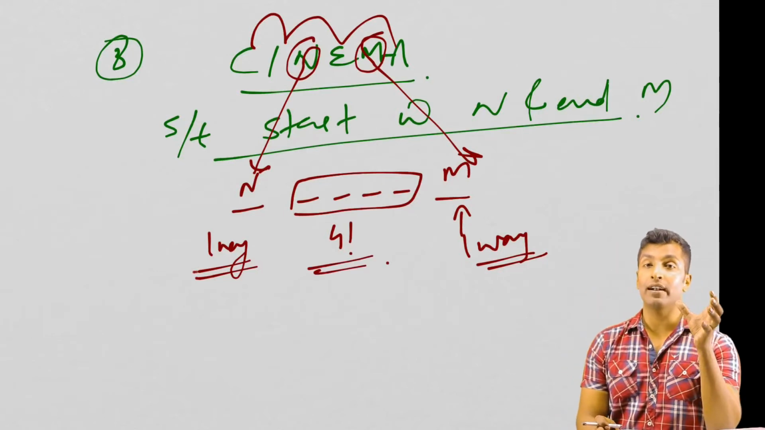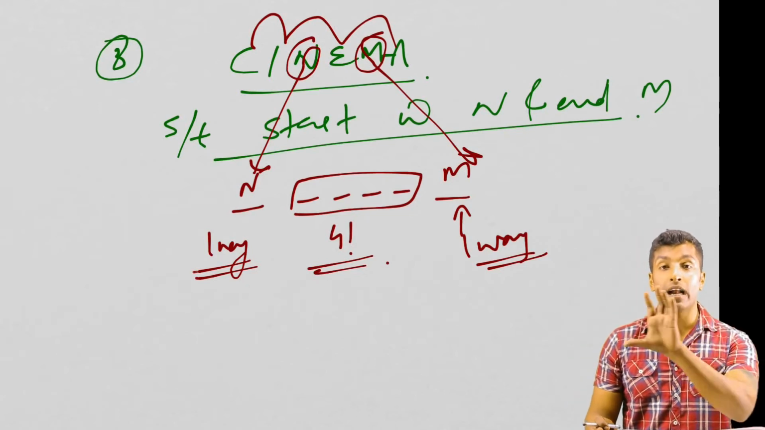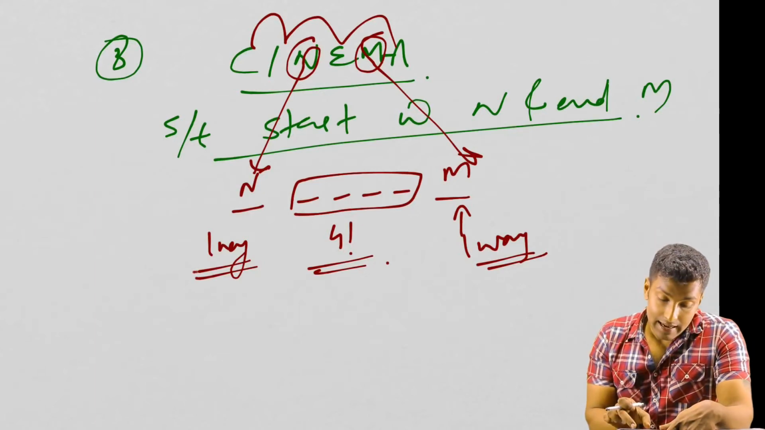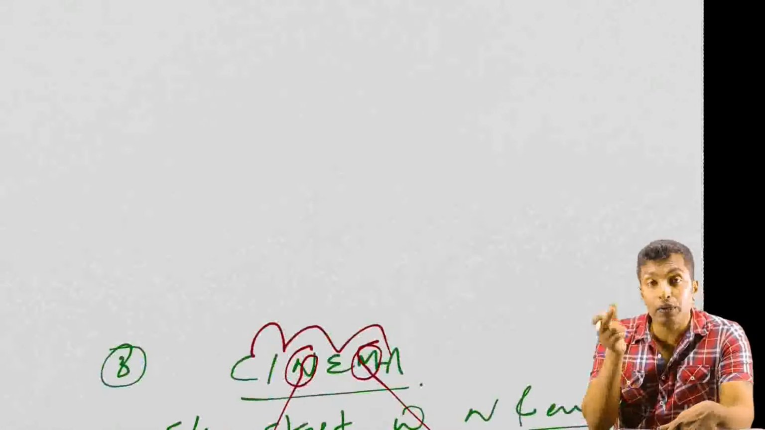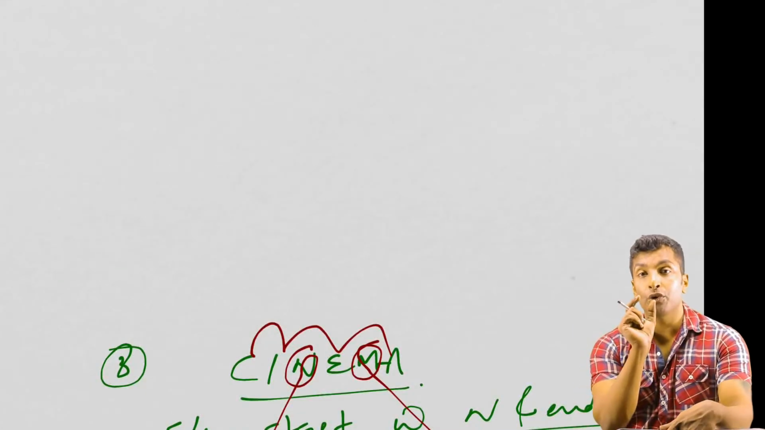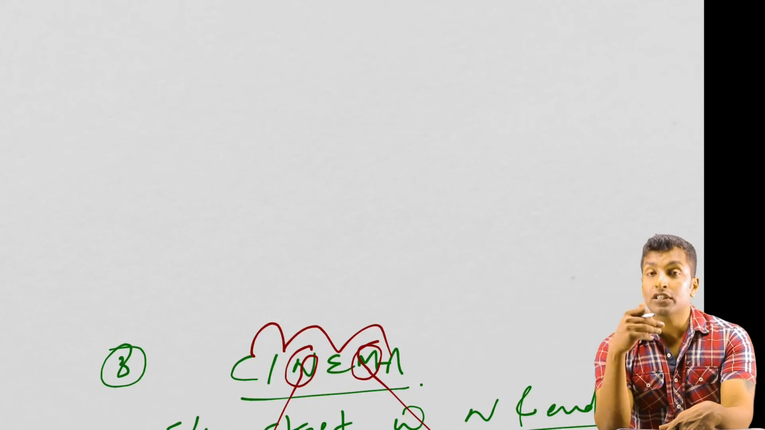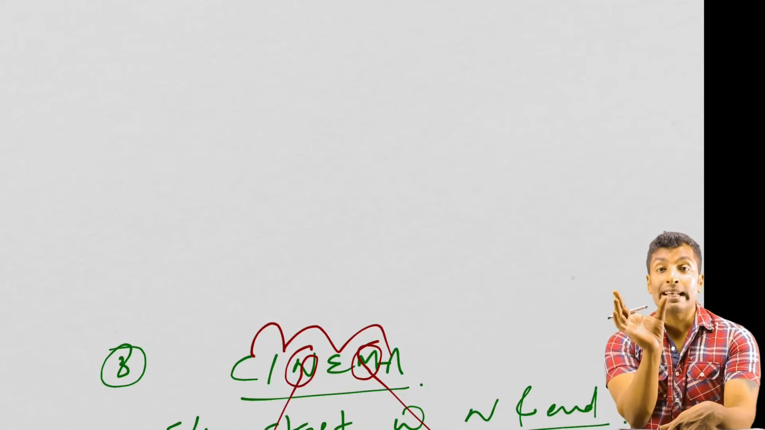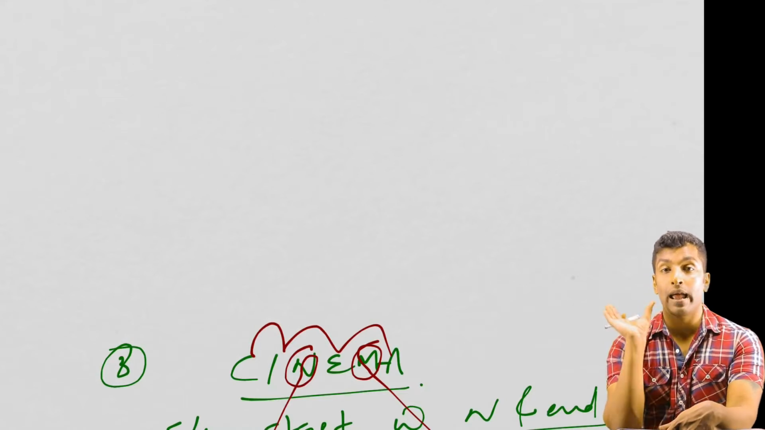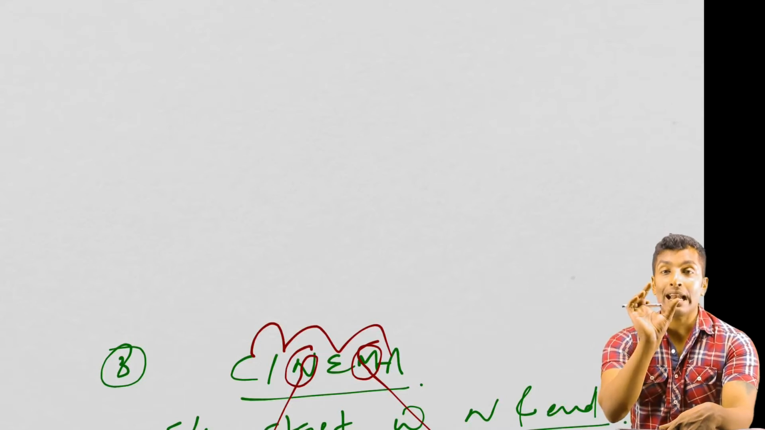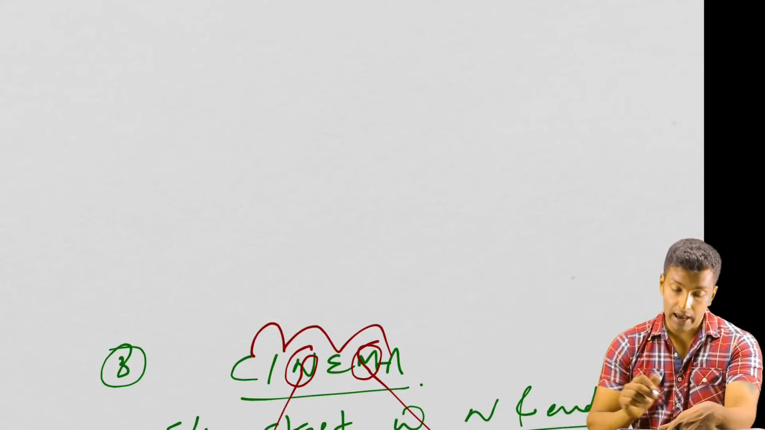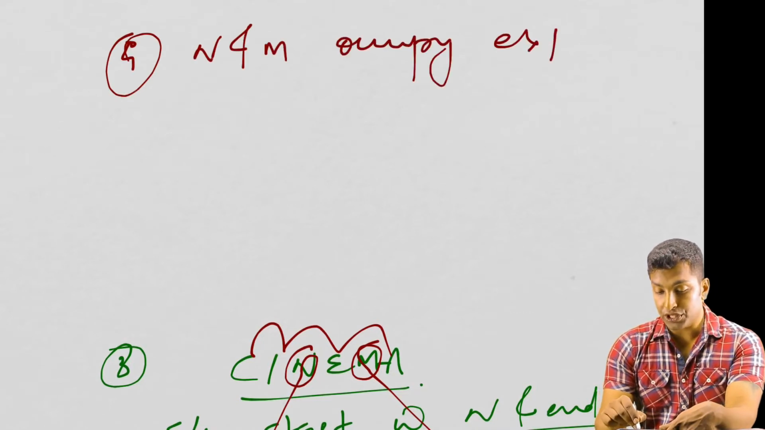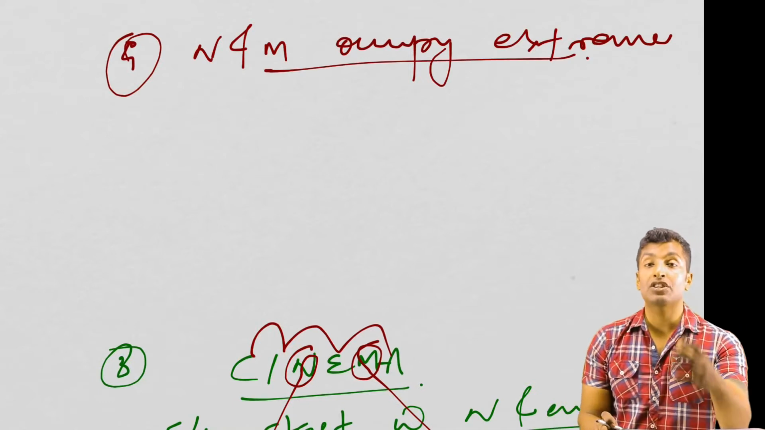So if the condition is given that it should start with N and end with M, your answer is 4 factorial. Okay, now let me modify this condition. Instead of saying that it is going to start with N and end with M, I may tell you that I need to get the possible number of words with the letters of the word cinema such that the extremes should be N and M, or N and M should occupy the extreme position. So what is the fourth case? N and M should occupy extreme position.